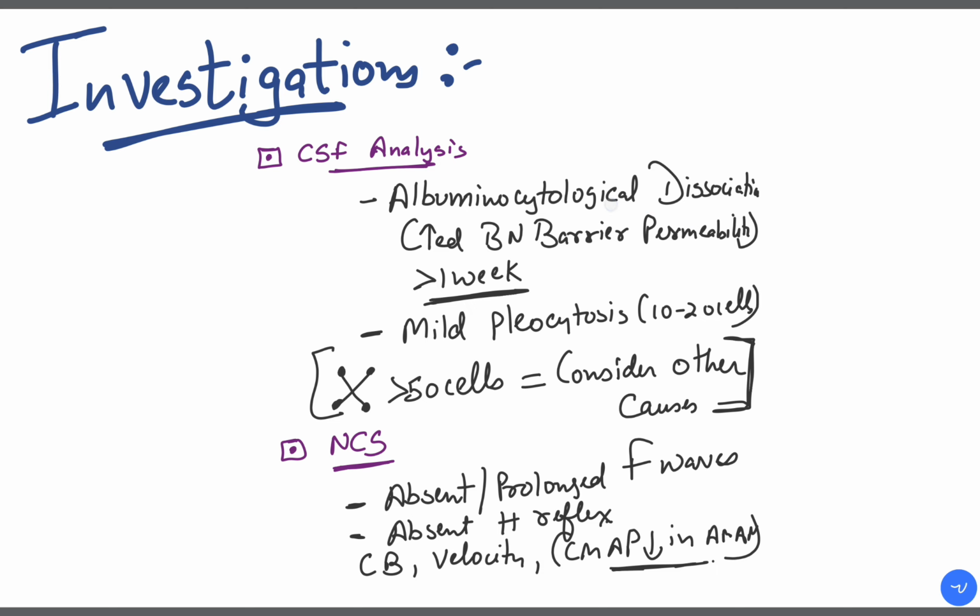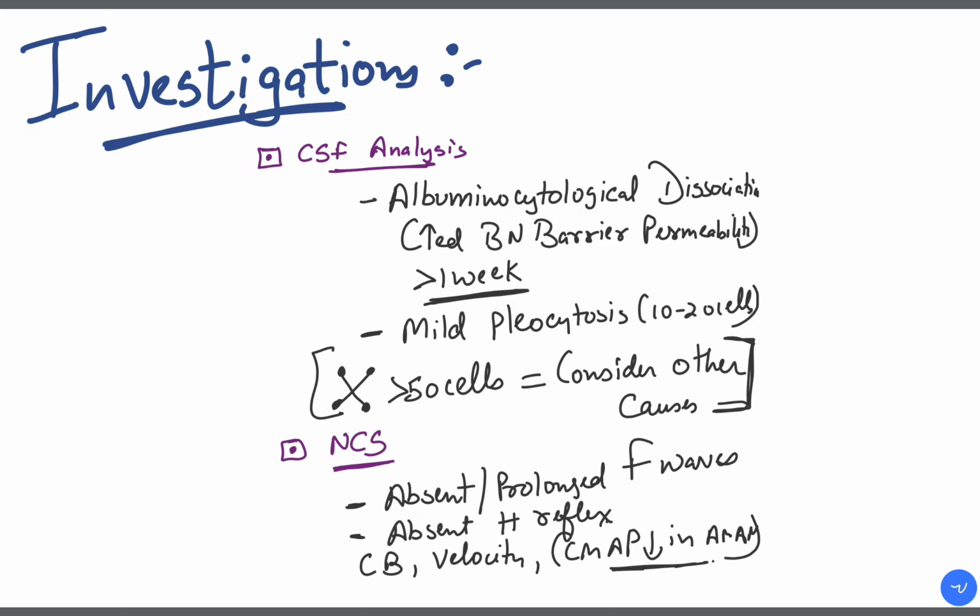This albuminocytological dissociation simply means that there will be increased protein in the CSF. The cells will be much less in number. This is because there is increased blood-nerve barrier permeability, which tends to leak proteins into the CSF. Then again, there will be mild pleocytosis, a mild number of cells, roughly 10 to 20, not more than 50. It will never go above 50. If the cells are going above 50 in number, consider other causes, other diagnoses than GBS.